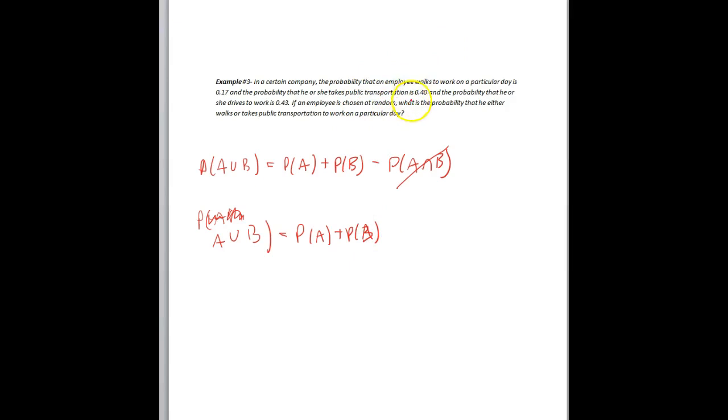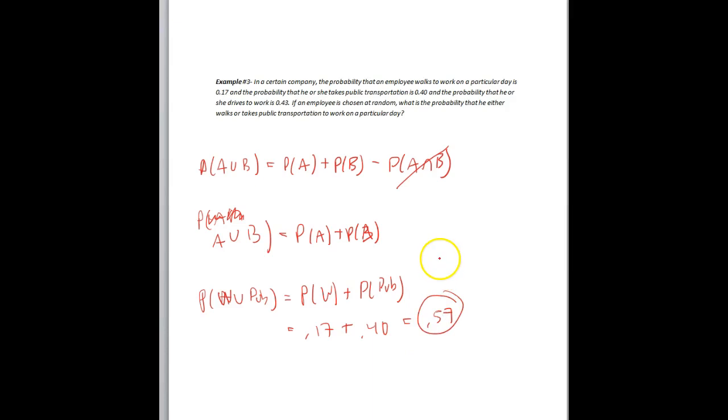Okay, so what is it asking us? If an employee is chosen at random, what is the probability that he either walks or takes public transportation to work on a particular day? So it'd just be the probability of walk union public transportation, which is the probability of walk plus the probability of public transportation. The probability of walk is 0.17. The probability of public transportation is 0.40. So thus, there's no intersection point, so it's just going to be 0.57.